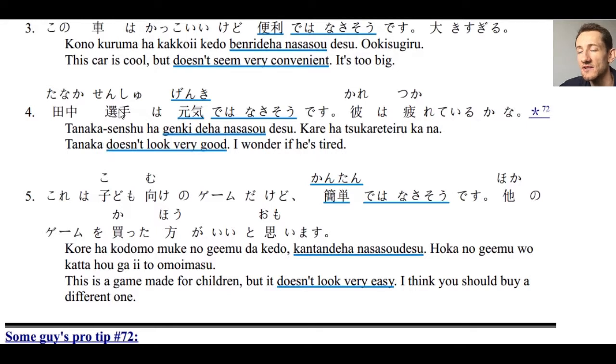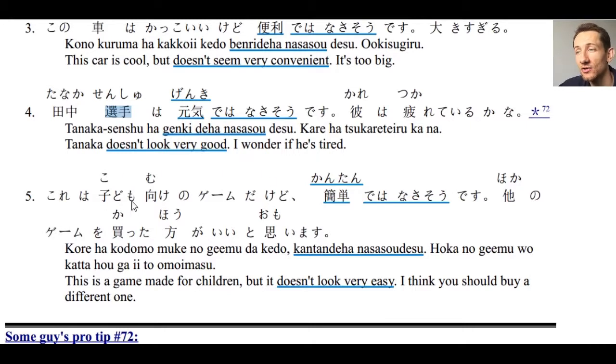So, 田中選手. You all probably know san, chan, kun, to add to people's names. But when we are talking about an athlete, we use 選手, 田中選手. So we can just look at this, 田中選手, and see that 田中 is an athlete of some kind, a boxer or a basketball player. So, 元気ではなさそう. Does not look very energetic, does not look to be in good health. And the last one, number five.